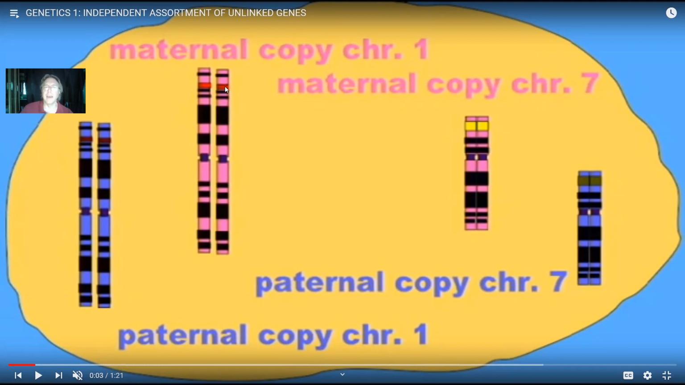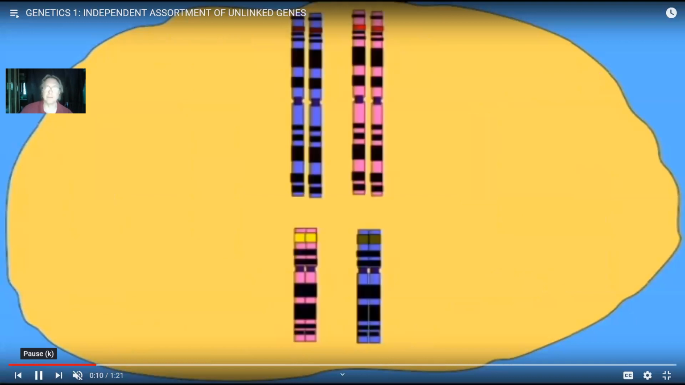Now, notice that the chromosome 1s have these red genes, but there's a light red allele and there's a dark red allele. Notice that the chromosome 7s have yellow genes, but there's a bright yellow allele and then a duller yellow allele. So what types of sex cells would someone make? Well, Mendel said these assort independently. They don't hang out in a group.